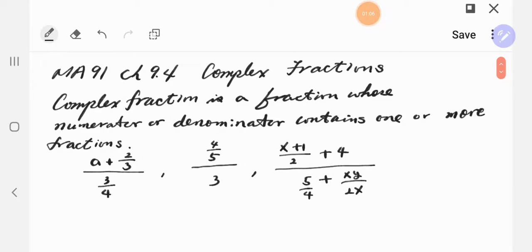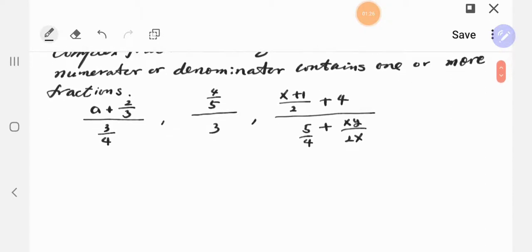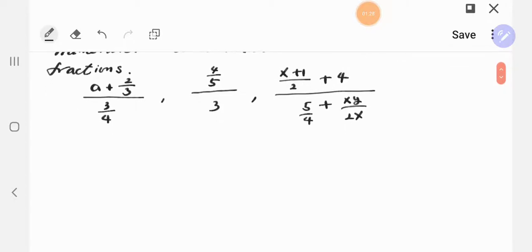When you have a complex fraction, we need to simplify. Simplify means we have to rewrite the complex fraction into one single fraction. So the numerator should be one expression and the denominator should be one expression. Neither the numerator nor the denominator should contain a fraction. That is the simplified fraction. So let's try an example.